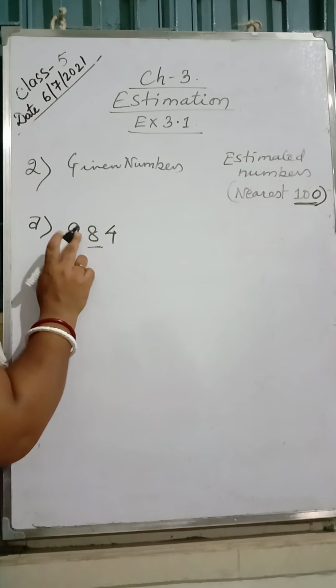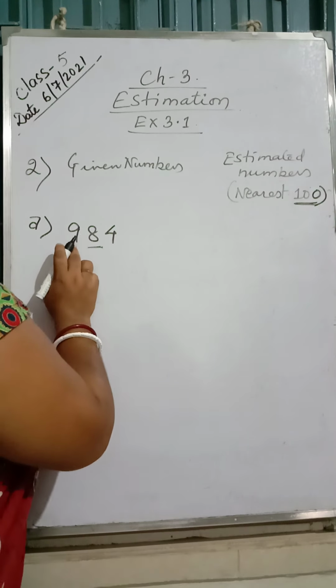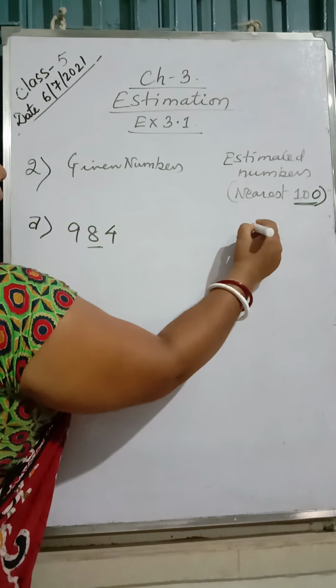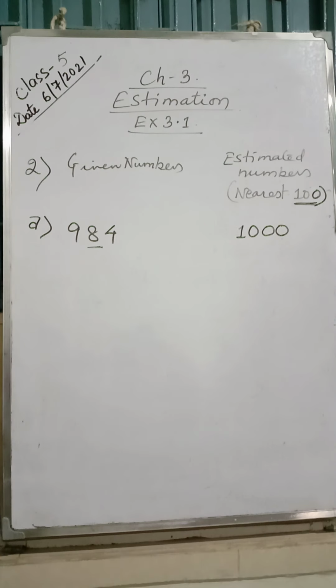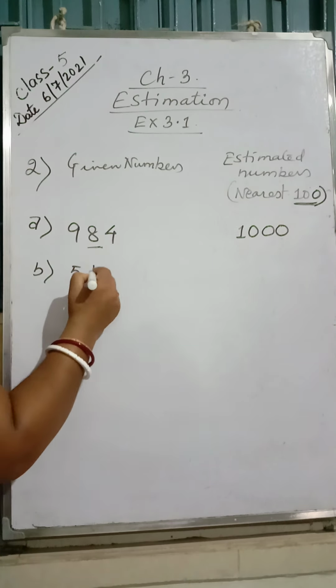If the digit at tens place is 5 or more than 5, we add 1 to the digit at 100 place. So it is more than 5. 8 means more than 5. So 9 plus 1 gives you 10. And for the digit at tens place and digit at ones place, we give 0 0. Let us see number B, 512. Digit at tens place is less than 5. So this digit at 100 place will remain as it is, and for the digit at tens place and ones place, we'll give 2 zeros. Nearest 100 means the number should end with 2 zeros.